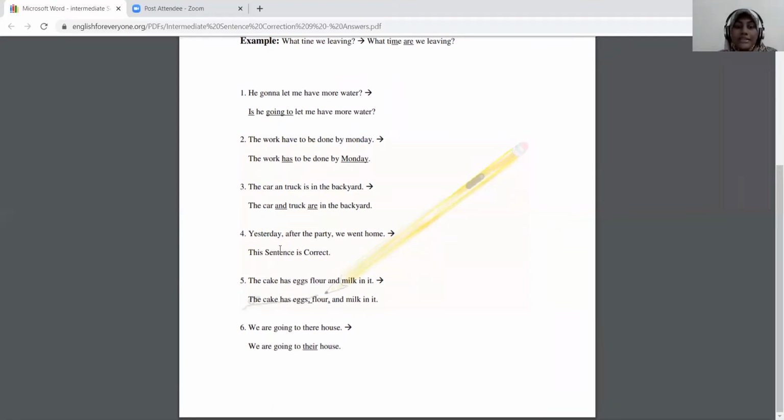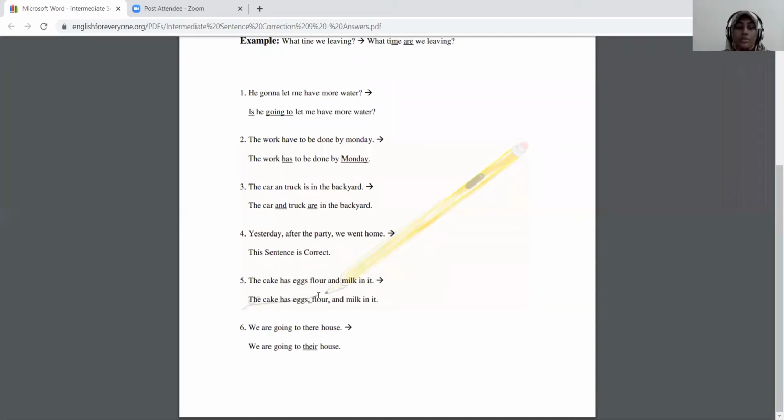Yesterday, after the party, we went home. This sentence is actually correct because Yesterday started with a capital letter as it's the first word. Then there's a comma after the party, and there's a full stop. So the punctuation and the words were spelled correctly.